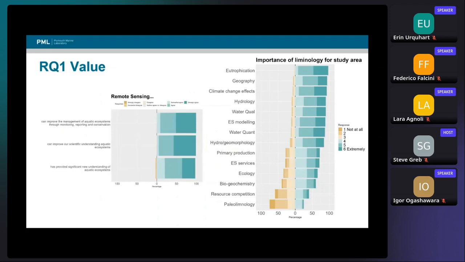So on the whole, people were really positive. Everybody could see that remote sensing has improved understanding of aquatic ecosystems and that it can improve our understanding and the management of these ecosystems in the future.